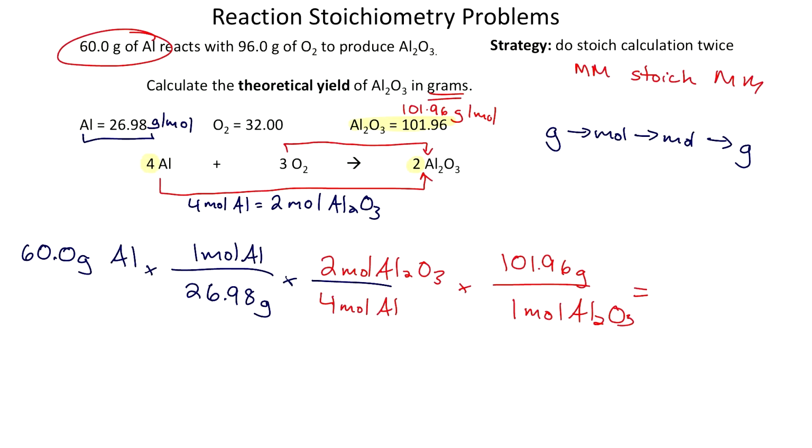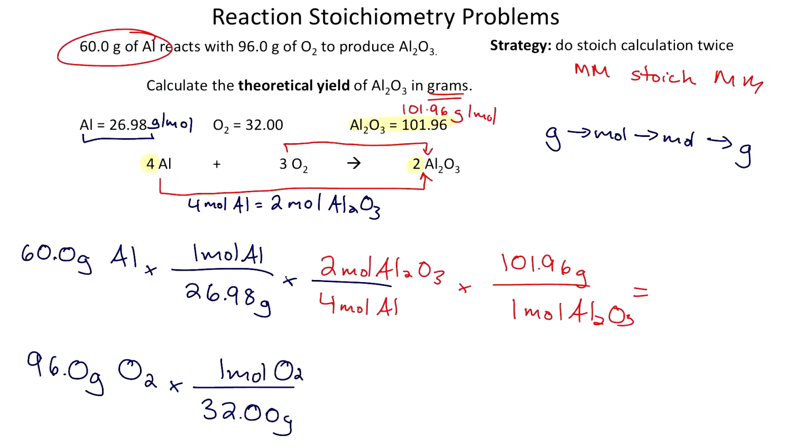We did like 8 of them today, I feel. But we're not done. We have to check the other reactant as well. So 60 grams of aluminum reacts, so let's do 96 grams of the other thing. In this case, it's oxygen. Same deal, molar mass, stoichiometry, molar mass, but we need to use the appropriate substances. Oxygen weighs 32 grams per 1 mole. Now I'm in moles, so I can go from oxygen to my product.